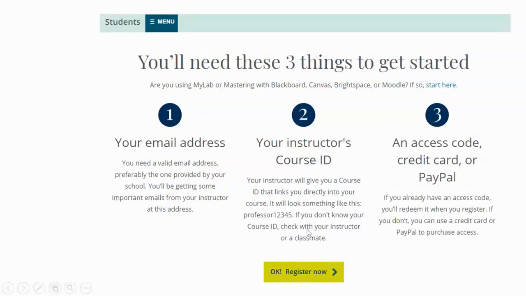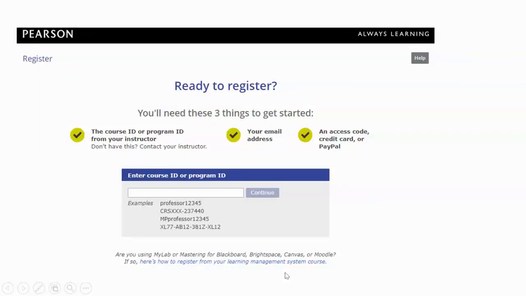There are three things that are required. Once you have one through three, which means your email address, your instructor's course ID, and an access code or credit card or PayPal, you're going to go ahead and hit OK, register now. Once you do that, it's going to take you to this page or to something similar, because I believe Mymathlab was updated last semester.